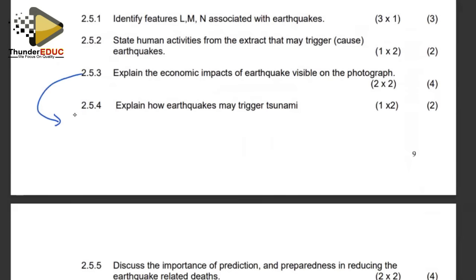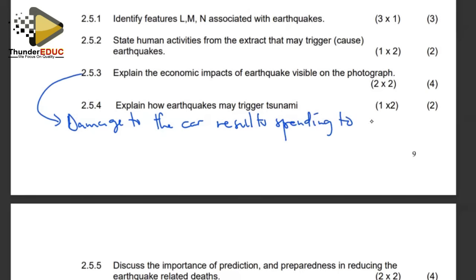We are seeing that there is damage to the car. How is it a strain on the budget? Results in spending to repair. So automatically that is an economic impact. You are supposed to fork out money to repair that car, to fix it because it's been damaged.